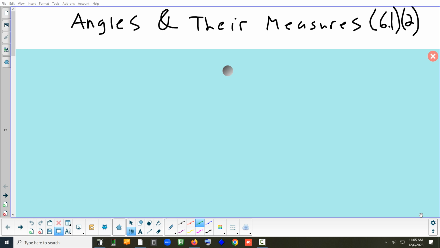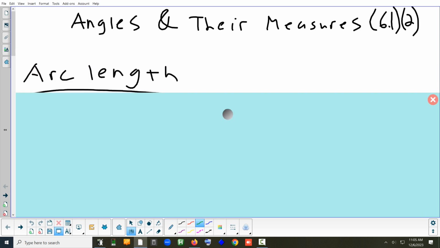Alright, so we're going to finish up section 6.1, and then we'll see what kind of time we have if we start 6.2. We start it today or tomorrow, and we're going to stop at 6.2 part 1. Alright, so first thing we're going to talk about in this section is arc length.